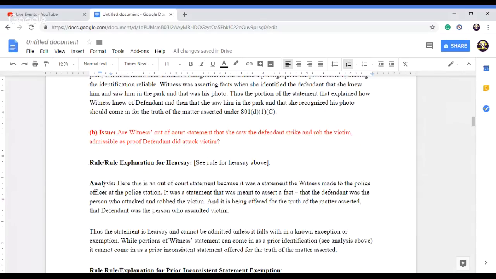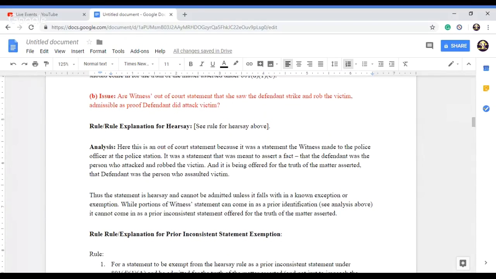So it's appropriate to say "see rule for hearsay above," but you do run the risk that that rule may not be right. So you should make sure that rule, if you're going to be using it again, is correct, because if the rule is wrong up at the top, it's going to be wrong here again. You don't want to lose points for sloppiness, especially if you're going to be reciting rules. So just make sure your rule is good.